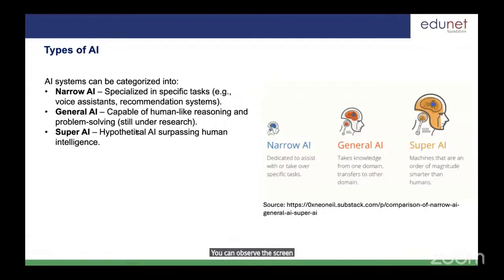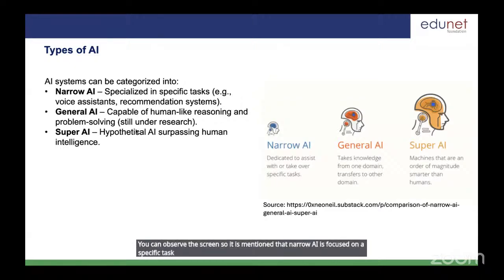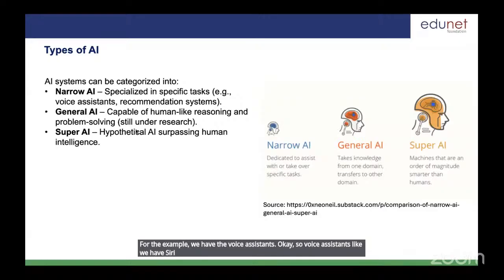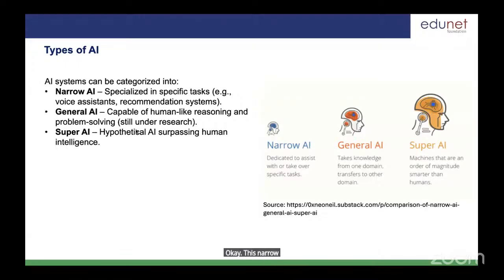It is mentioned that narrow AI is focused on a specific task. It is specialized in a specific task. For example, we have assistants like Siri and Alexa, right? Then we have recommendation systems. Even ChatGPT is considered narrow AI. This narrow AI is also called weak AI. It's a general term.